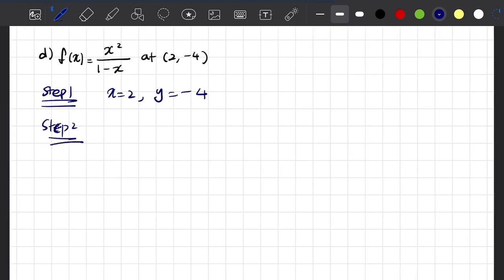tangent line, right? So we have f of x equals x squared over 1 minus x. For this function, you can use the quotient rule. So I'm going to set the numerator as u and the denominator as v. Then u is equal to x squared. u prime is the same as 2x.